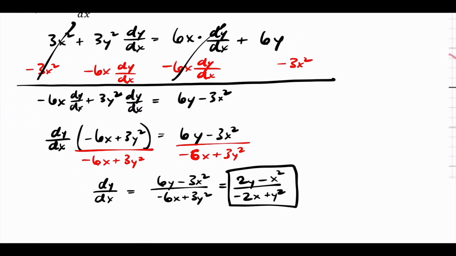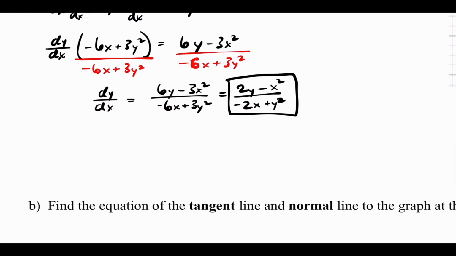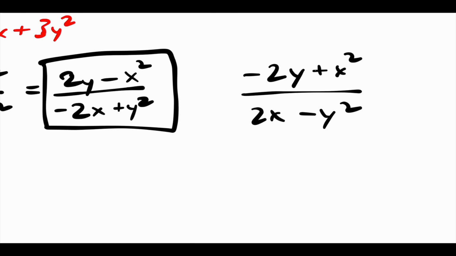Because let's say I got my dy/dx's on the left, right? Let's say I said, okay, so dy/dx is on the right, this stuff on the left. You would have gotten this answer, and some of you might have. You would have gotten negative 2y plus x squared over positive 2x minus y squared. Are those different, right? They're actually the same. They're actually exactly the same.